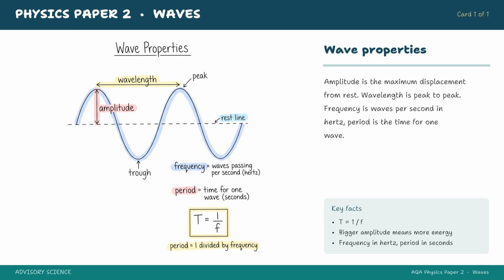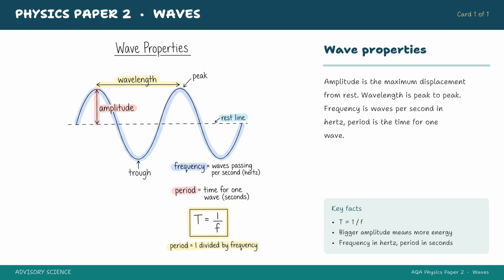Wavelength is the distance for one full wave, from peak to peak or trough to trough. Frequency is how many waves pass a point each second, and it's measured in hertz. Period is the time for one wave to pass, in seconds. Frequency and period are two sides of the same coin, linked by an equation. Period equals 1 divided by frequency.